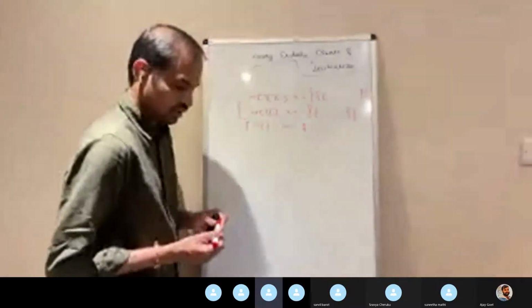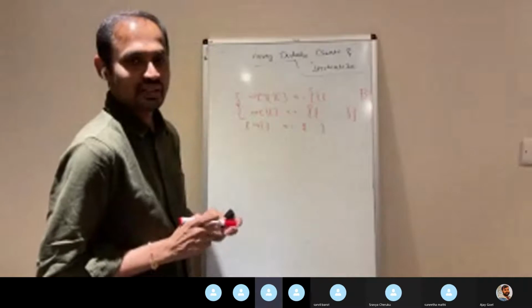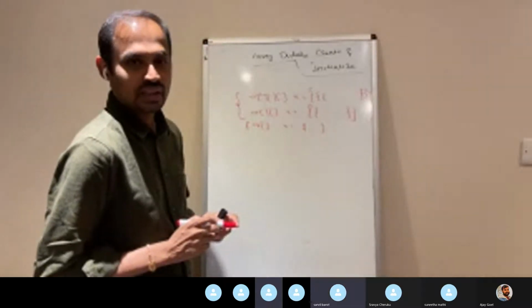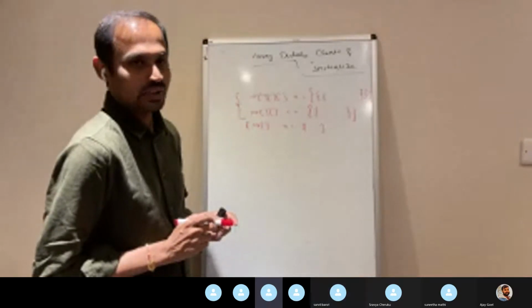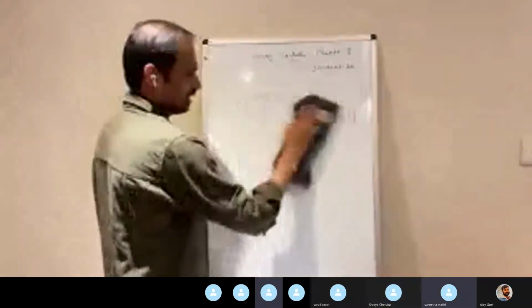Any doubts? I've understood at least 70%. Can you understand 70%? How to allocate? I want a response from everyone. Yes, sir. Yes. Okay.